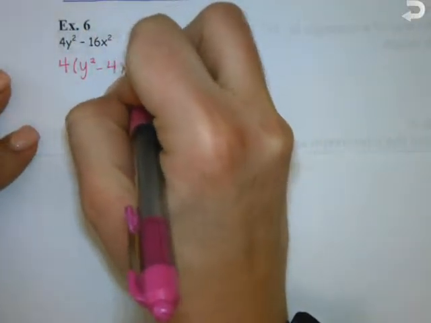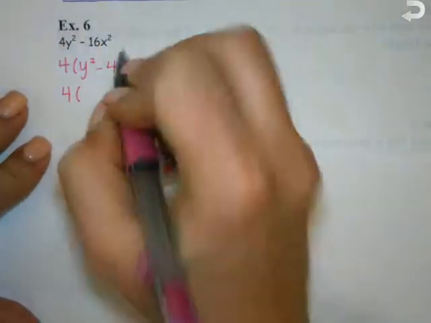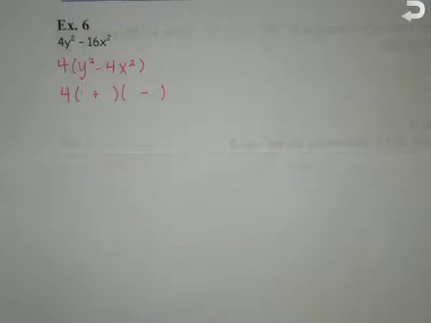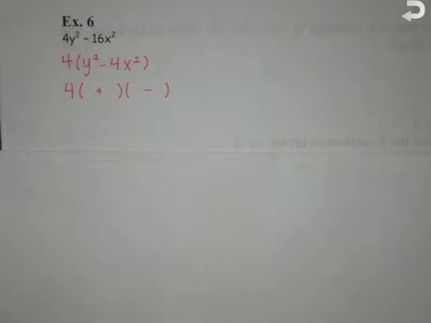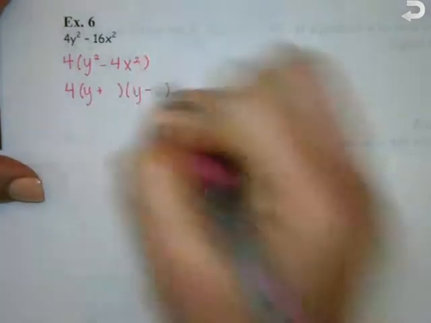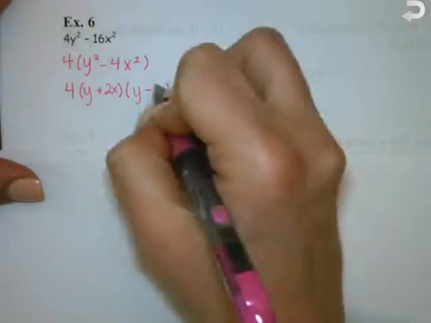So factor out the 4, and that leaves you with y squared minus 4x squared. So we still have a difference of two squares, right? Okay. So we set up two parentheses. One has plus, one has minus. And then we take the square root of everything. What is the square root of y squared? Okay, so these are both y. And what is the square root of 4x squared? 2x. And you're done.